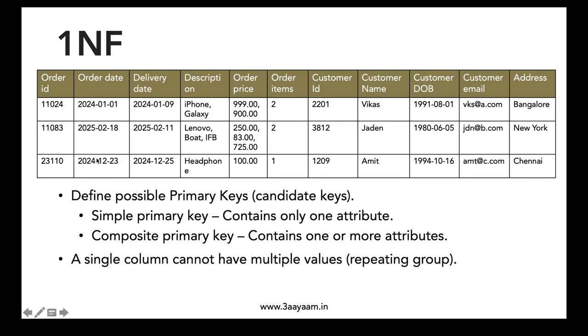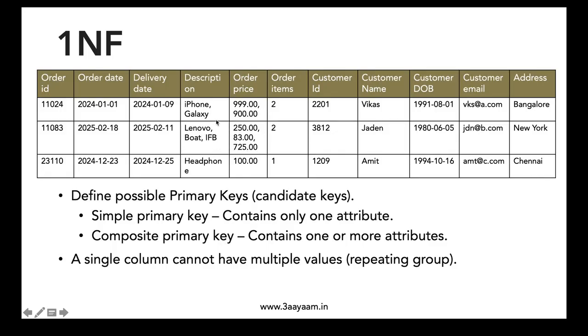The second step is that a single column cannot have multiple values, and this is called a repeating group in technical terms. To be in first normal form, we have to follow this statement: a single column cannot have multiple values or repeating groups. And here we see two columns which have multiple values or repeating groups. Description has multiple values like iPhone and Samsung Galaxy, Lenovo, Boat, IFB, and order price also has multiple values.